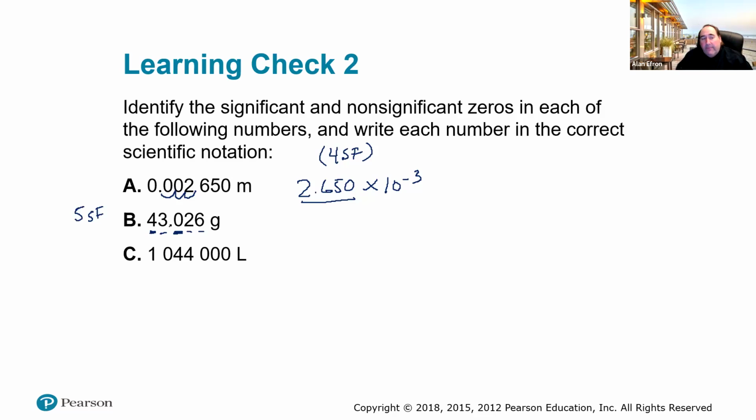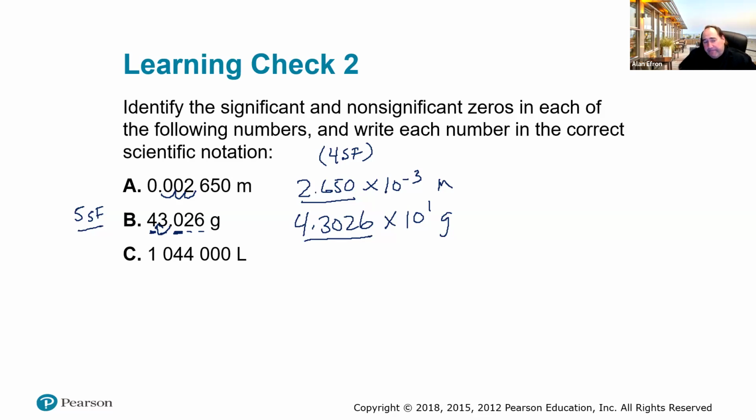To get us to a number between 1 and 10. So remember, proper scientific notation does need to be a number between 1 and 10. That would mean that you should write 4.3026, as they are all significant, times 10 to the 1, and the units would be good on these. Grams. And again, it has 5 significant figures, and that is our 5 significant figures on that particular one.